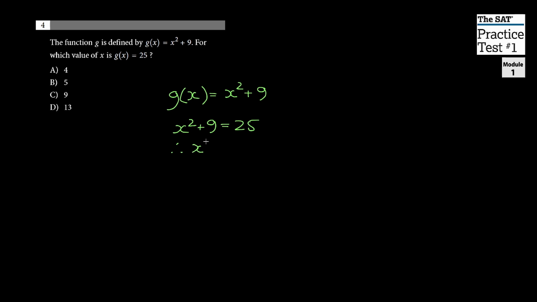Therefore, x squared must be equal to 25 minus 9. This is going to be 16, therefore x is equal to the square root of 16, which is equal to plus or minus 4. Always square root any number to the alternative negative version and then reject. Here they've only given us the option of 4 as the answer, so A is the answer.